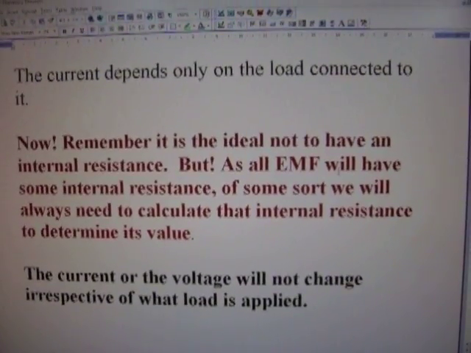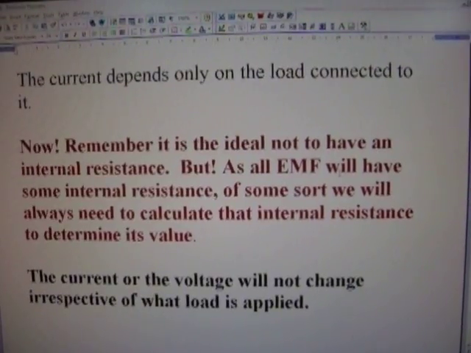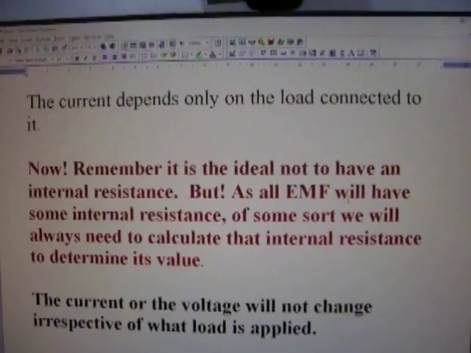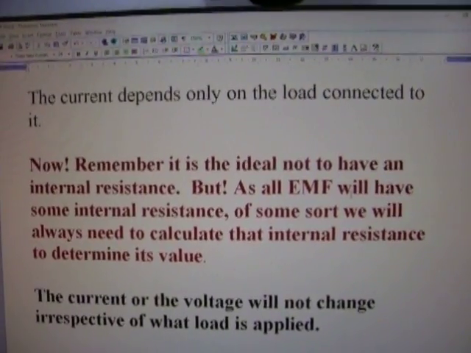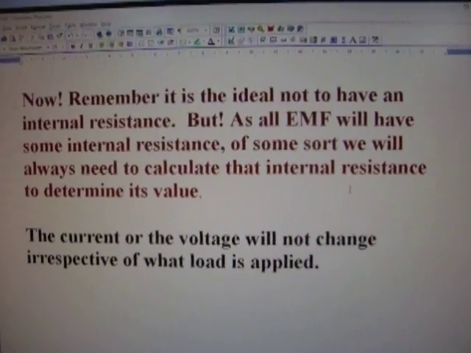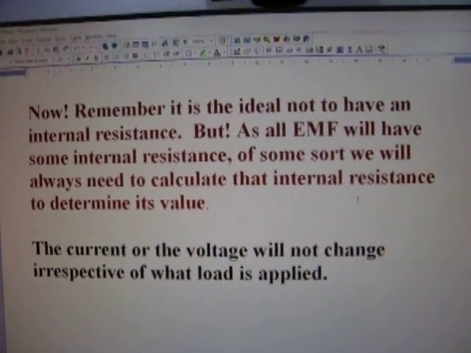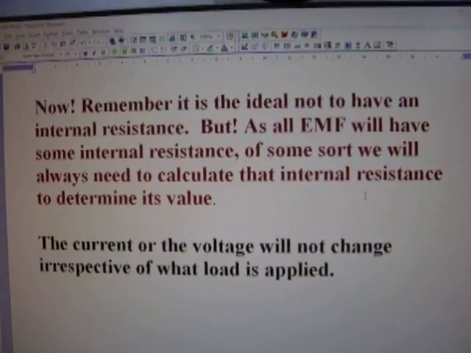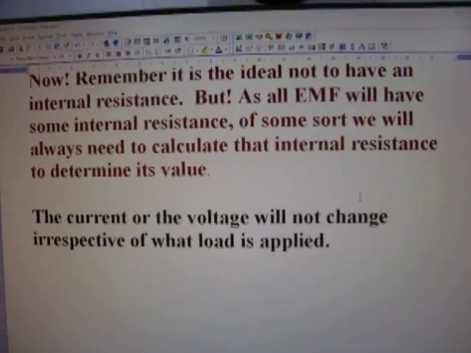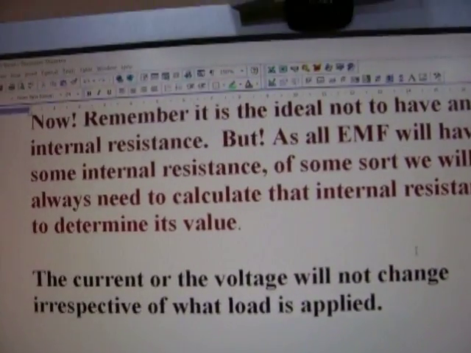Remember, it is the ideal not to have an internal resistance. Okay, it is only the ideal. It does not exist in the real world. There will always be some form of resistance. The issue then here is how do we get around that resistance, and how do we calculate that resistance in order that we get the optimum current flowing at the output stage that will allow us to drive whatever load we choose to put onto that circuit.